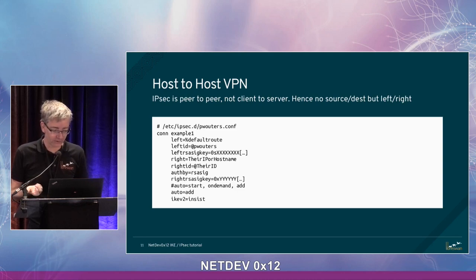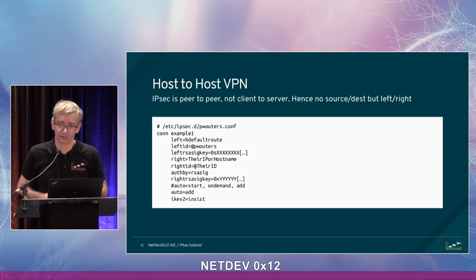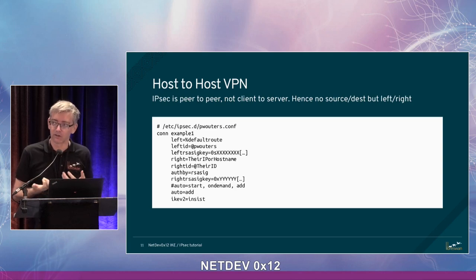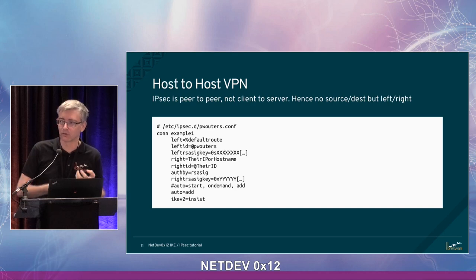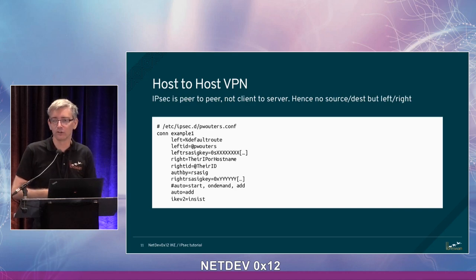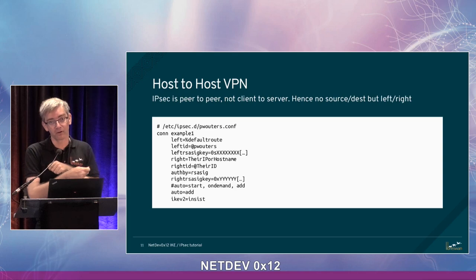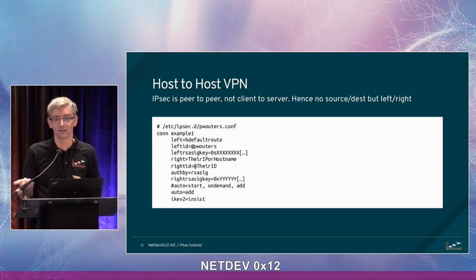So you'll see a lot of left and right mentioned. We thought, back in the 90s, that this was a really clever idea. Instead of talking about source and destination, because IPsec is a peer-to-peer protocol, you don't really have a source and a destination. You don't really have a client and a server. They're all equal partners in this. So we decided to call it left and right. So what's on the left side of your diagram on paper, and what's on the right side of your diagram on paper? And of course, if you turn around the paper, it still works. It's just the other side that is left or right.